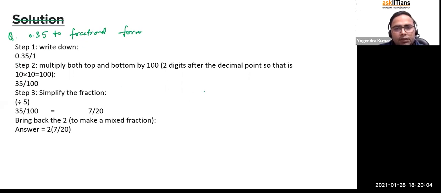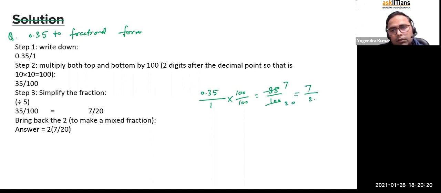So 0.35, you can understand, 35 divided by 100. Now we can divide here by 5. 5 sevens are 35, so we get 7 by 20. That's the answer here. Right? Now bring back the 2 to mixed fraction.